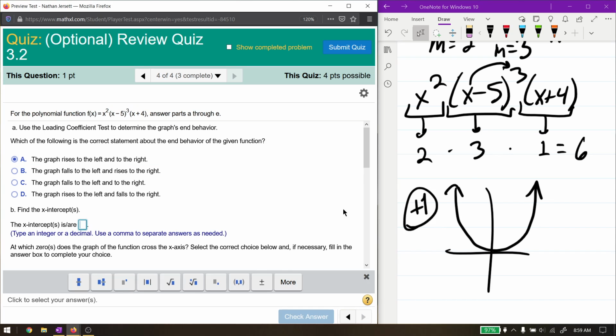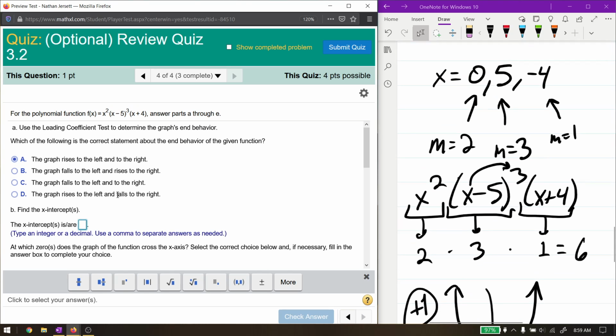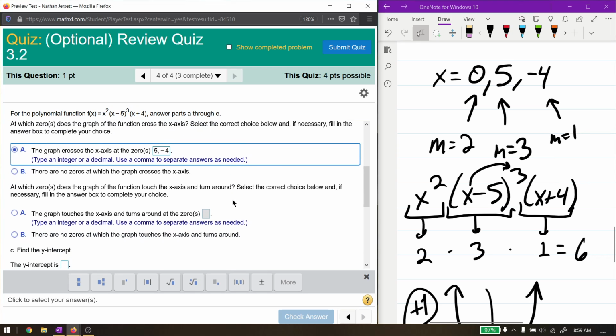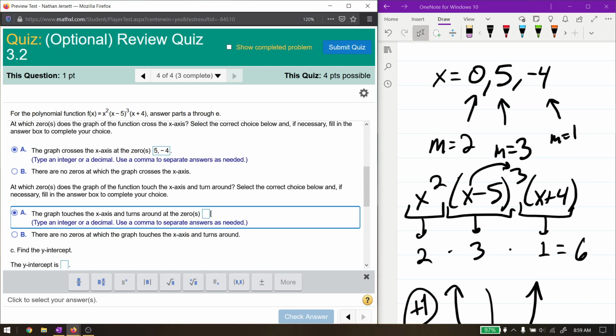Okay, the x-intercepts, we already found those. That was 0, 5, and -4. It crosses the x-axis at odd multiplicities, which would be 5 and -4. Those have multiplicity 3 and multiplicity 1. And then it touches the x-axis and turns around at 0, since that has an even multiplicity.